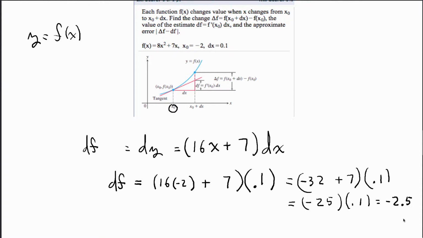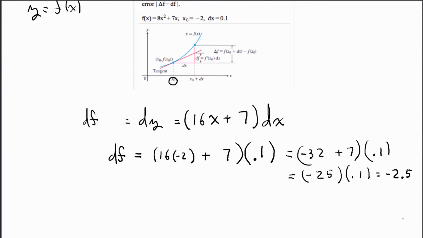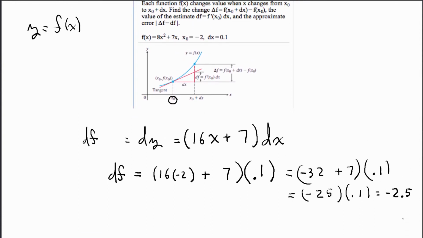Now the first thing we want to do is approximate. So we found the value of dy. Let's find the change, f of x naught plus delta x minus f of x naught. What we're looking for here is the actual change. Well, the actual change would be f of, we're going x plus delta x, so that would be negative 1.9, and then we want to subtract f of negative 2. And let's see what we get here.